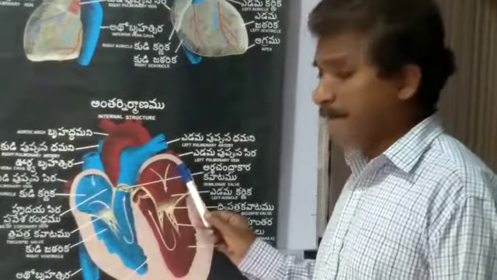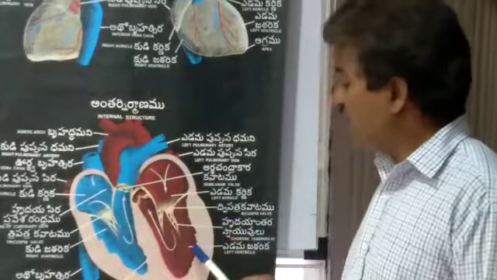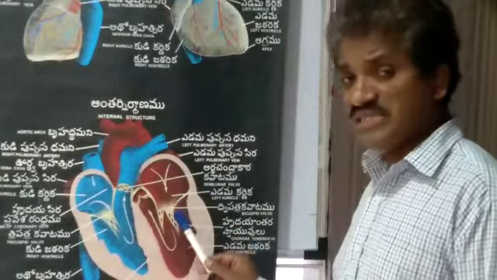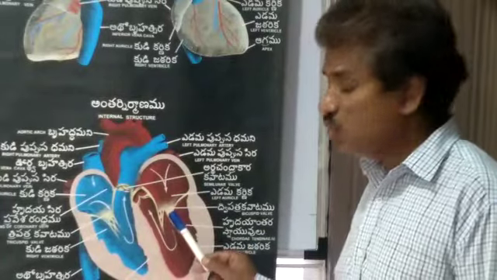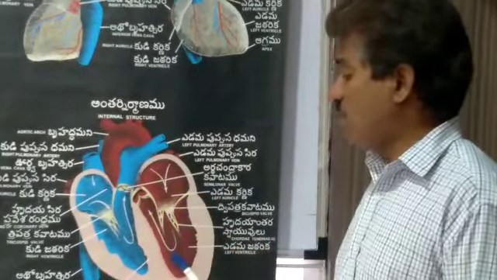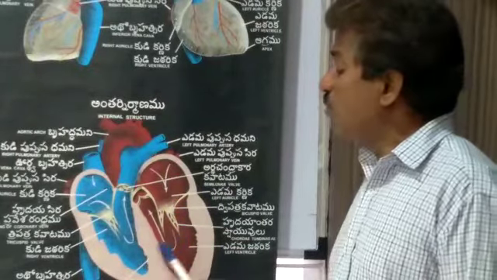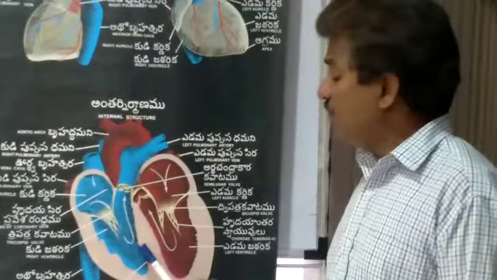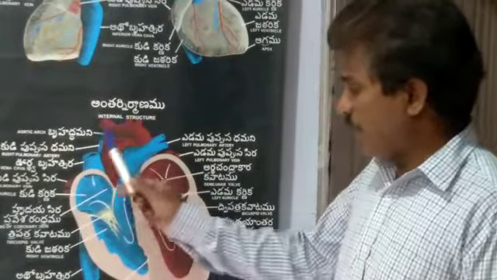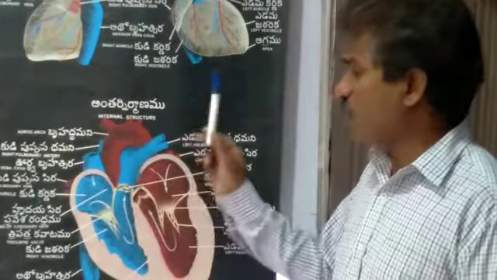From the left atrium, blood enters into the left ventricle through the left auriculoventricular aperture. This left auriculoventricular aperture is guarded by the bicuspid valve or mitral valve. So, blood enters into the ventricles. When ventricles are contracted, blood enters into the pulmonary artery and aorta.